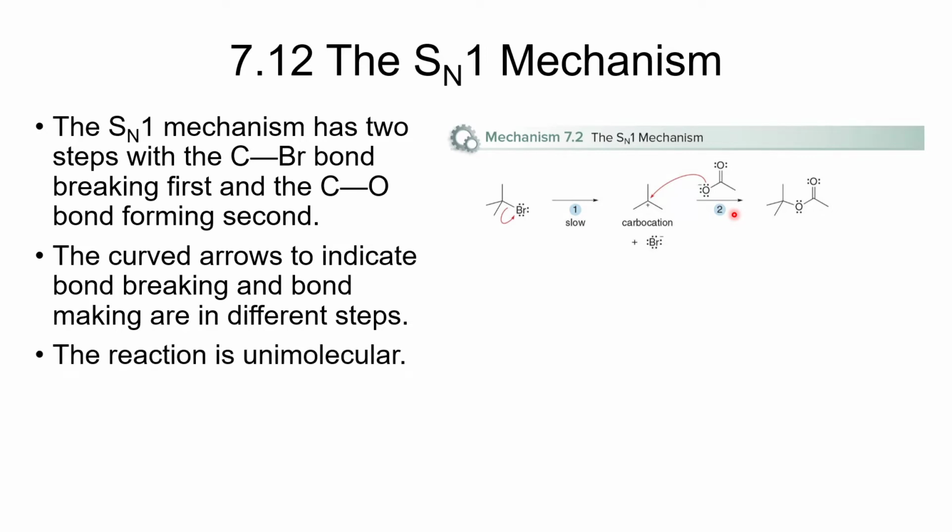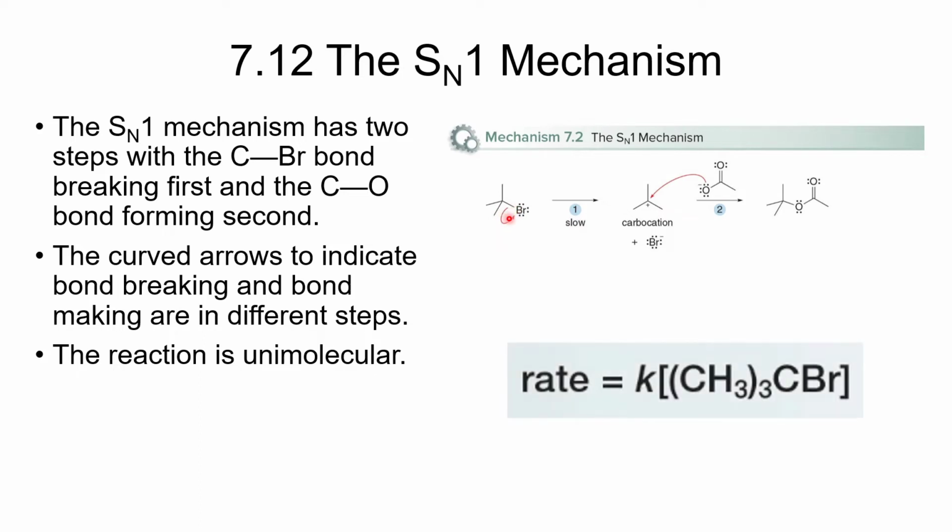We'll find that since the rate of reaction only depends on the rate determining step, the slow step, and that slow step is this first step, the reaction is unimolecular because there's only one molecule involved in that step. So we'll find that the rate is equal to K times the concentration of the alkyl halide.